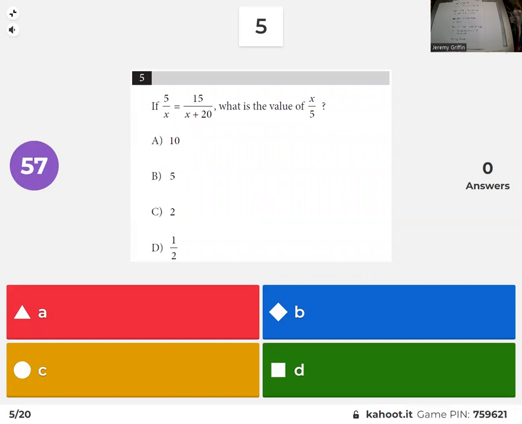If that fraction equals that fraction, what's the value of X over 5? So go ahead, solve for X and then figure out X over 5.